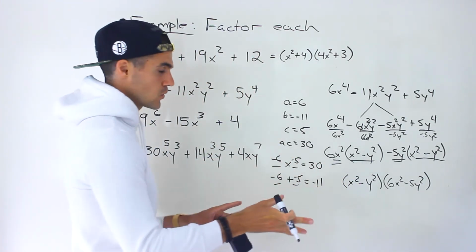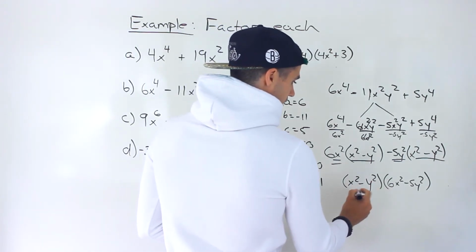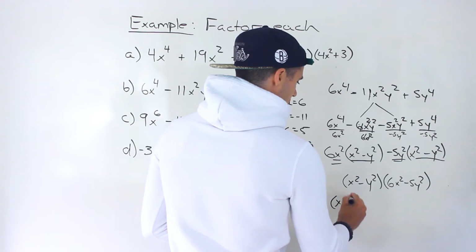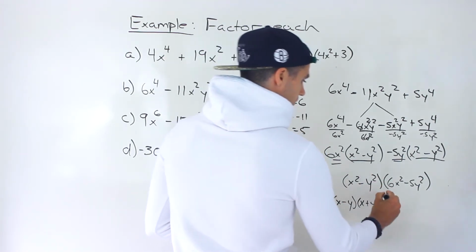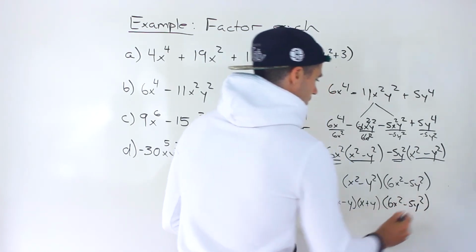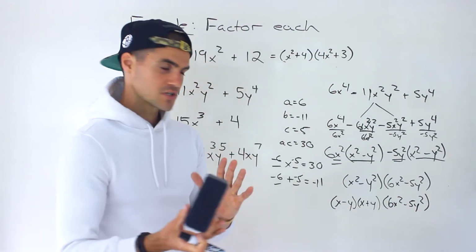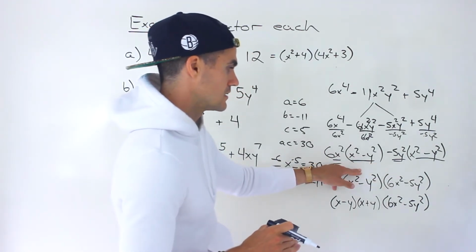It's a difference of squares. We're going to cover that in the next section, but technically this also factors into (x minus y)(x plus y), this bracket over here. So you may see the solution. If your textbook or teacher hasn't covered a difference of squares yet, you may see the solution like that.